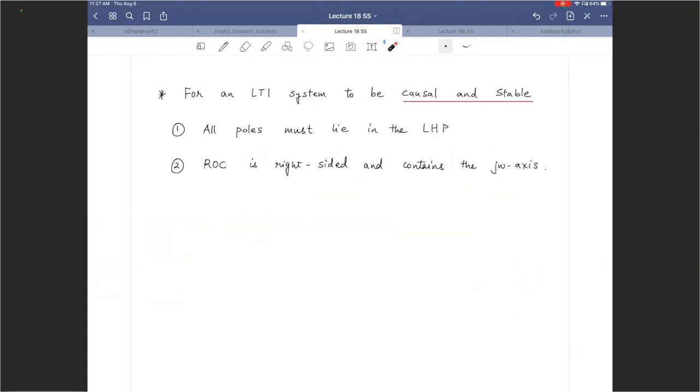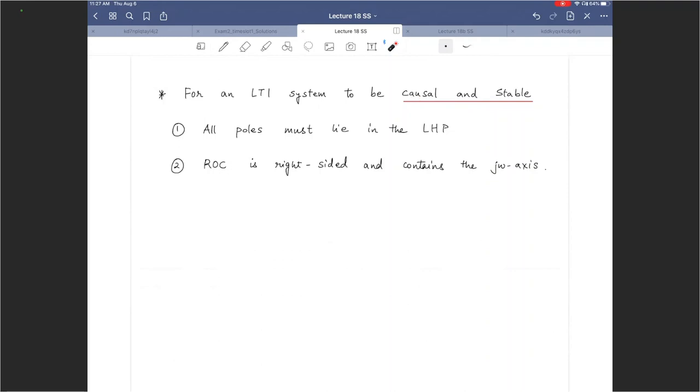For an LTI system to be causal and stable, what do I need to look for? Causal means that the impulse response is only defined for positive time. Stable means that the response will become 0 eventually if you remove the input. If you don't provide any energy, eventually, asymptotically, it will go to a 0 output.